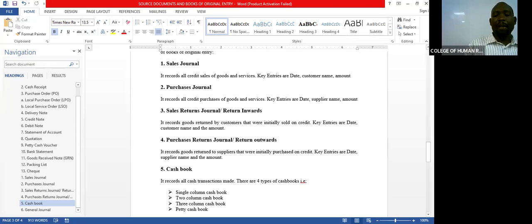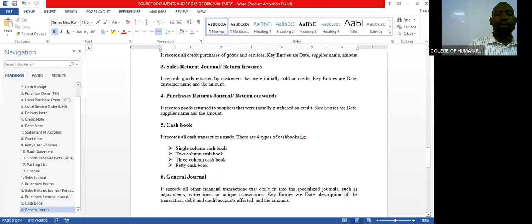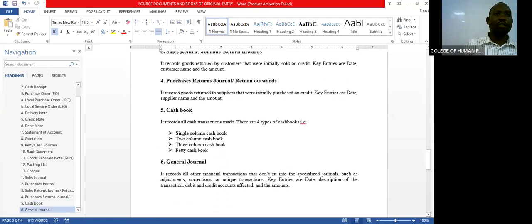Then lastly, we have the petty cash book, which is a cash book that is meant to record trivial transactions, those which do not involve a significant amount of money. They are very repetitive. They occur frequently in the business, and therefore, instead of congesting our cash book, that is the 2 or 3-column cash book, we normally maintain a separate cash book for them. Those trivial but very frequent transactions are recorded in the petty cash book.